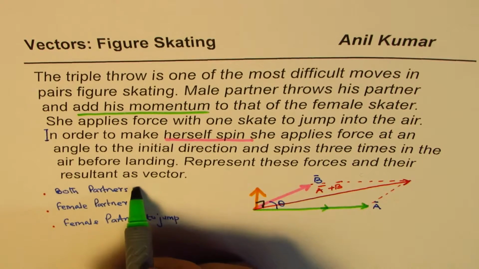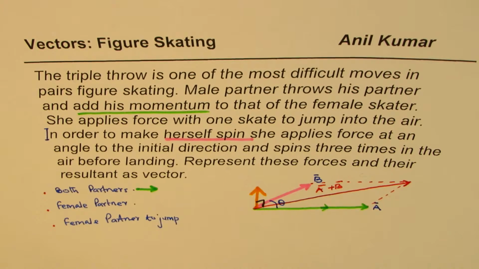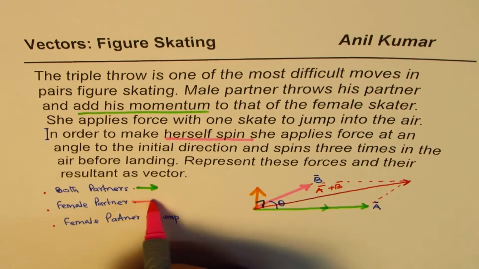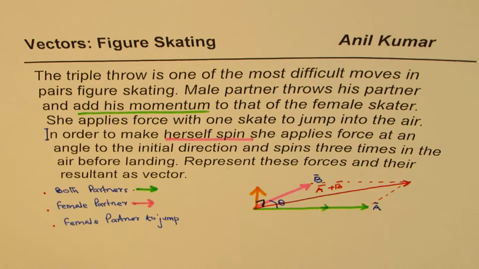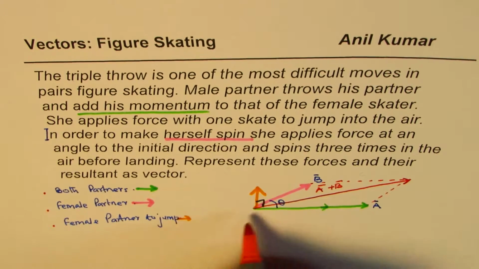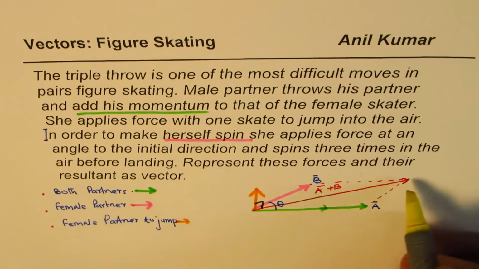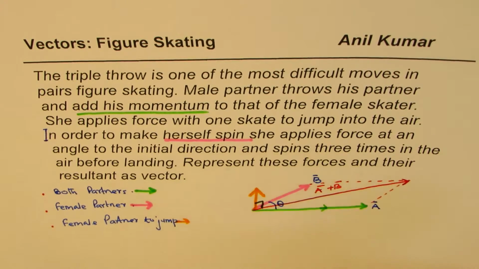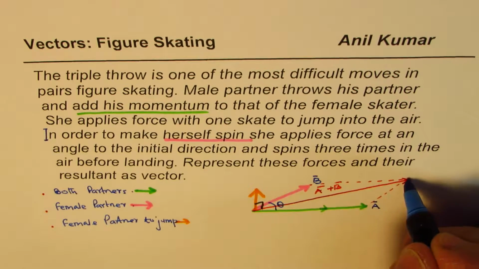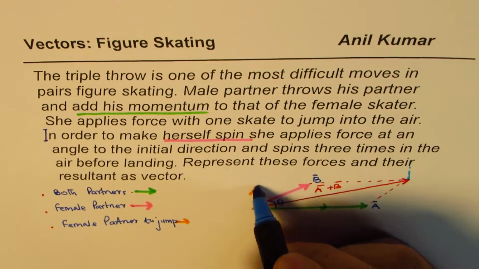I have represented this force in green, the other force exerted by the female for the spin which is taking place, and that is the jump. So these are the 3 colors which I have used. Now if you want to find the resultant of this, of course, you can add this resultant with that, and get the resultant. So let me make that resultant now. It's kind of like this.